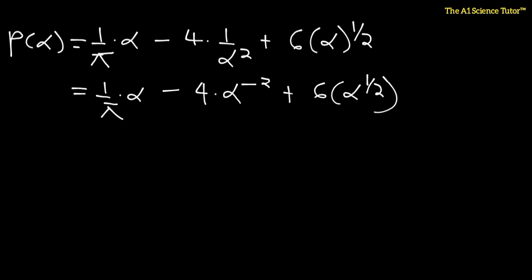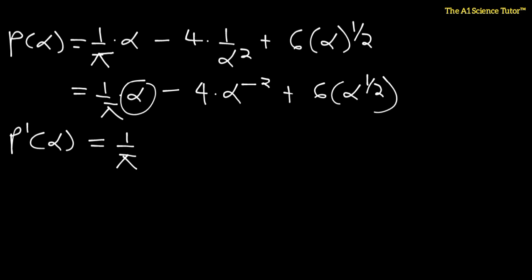That is going to be p prime of alpha. Now what is the derivative of 1 over pi multiplied by alpha? That basically should be 1 over pi, because 1 over pi is the coefficient of alpha. Now the derivative of alpha will give us 1, because that will be alpha raised to the 0th, which gives us a 1. And 1 multiplied by 1 over pi is still going to give us 1 over pi. So we just need to leave this one out.